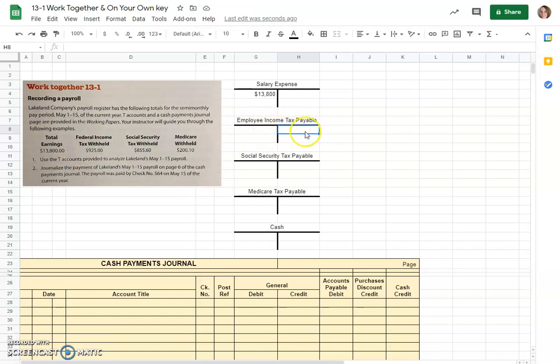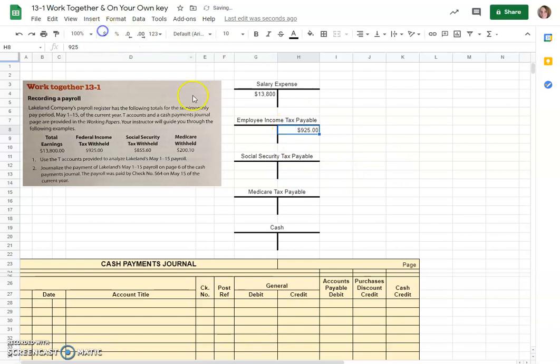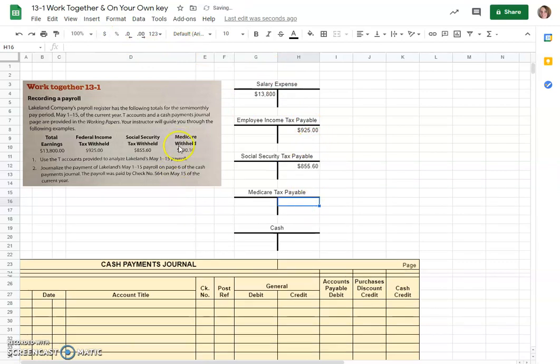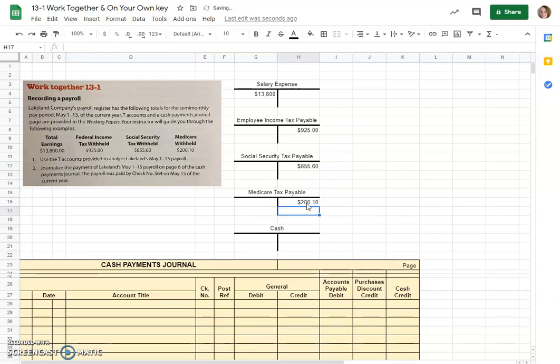So we have employee income tax payable, and that would be $925. And I should put a $ sign on that. Social Security tax payable of $855.60, and Medicare tax of $200.10. So we would put that here.